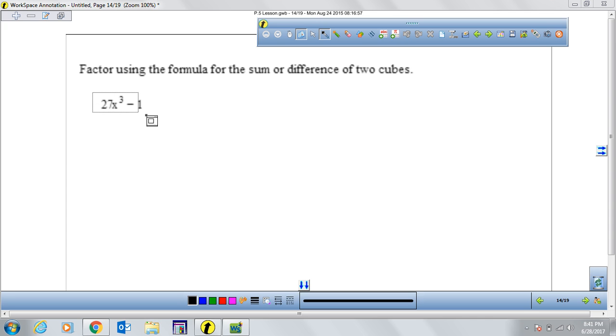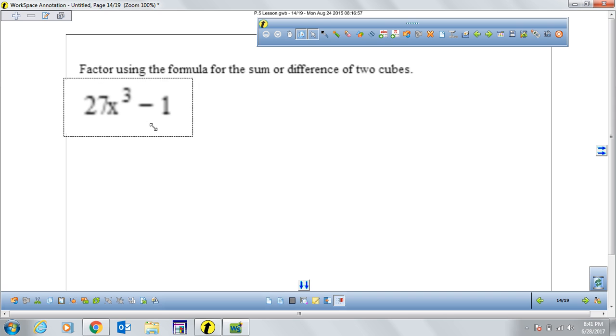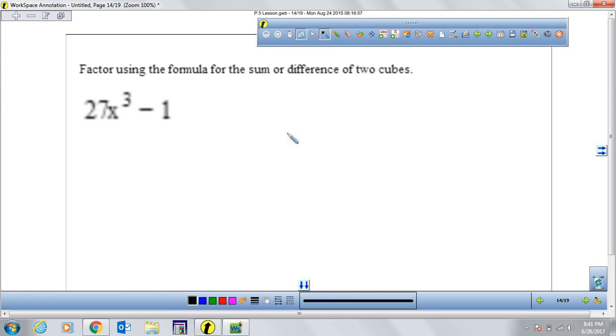Factor using the formula for sums and differences of two cubes. So, first thing is 27x cubed minus 1. What we have to find out is something that when multiplied 3 times itself gives me 27x cubed, and something that when multiplied 3 times itself gives me 1.